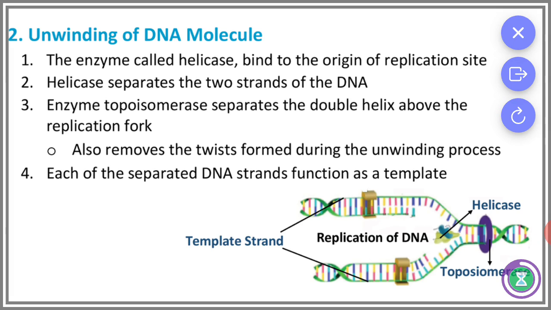The enzyme called helicase binds the origin of replication site. The helicase separates the two strands of the DNA. The enzyme topoisomerase, a very important one, separates the double helix above the replication fork, and it also removes the twist formed during the unwinding process. Each of the separated DNA strands functions as a template.